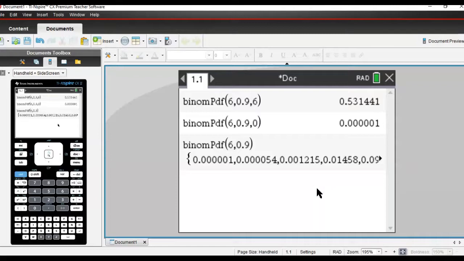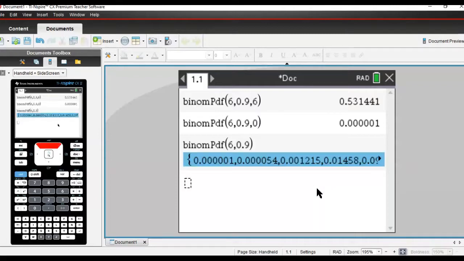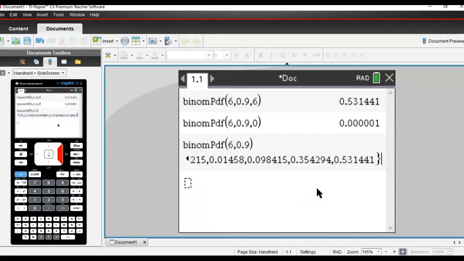Wait a minute, what is that? Oh, do you recognize that number? Look at the number that's right here. That's the 0.53. That was the probability that we had for 6 successes. What if I start scrolling back? There's another number, 0.35, 0.098. Keep scrolling. Oh, do you see it on the end there, guys? There it is.